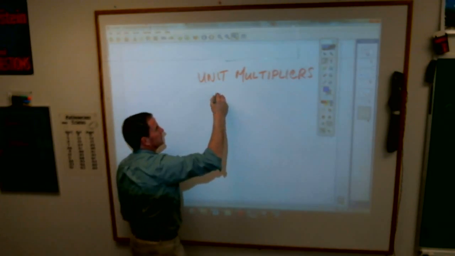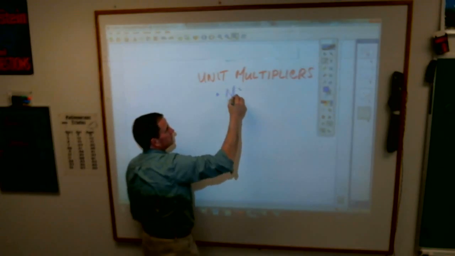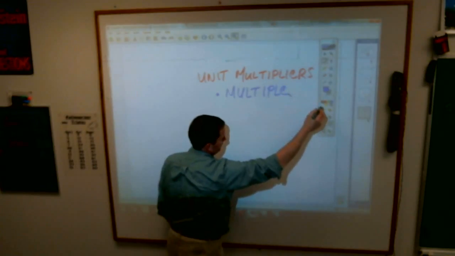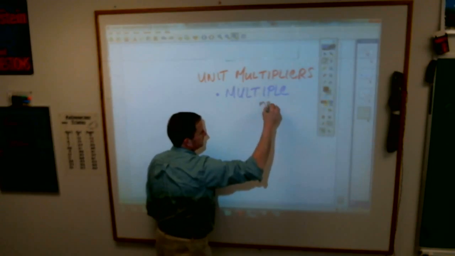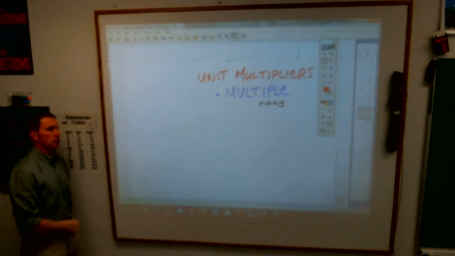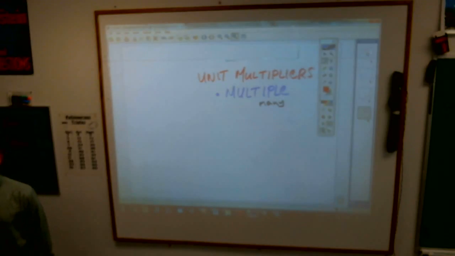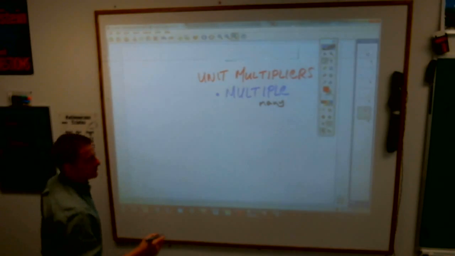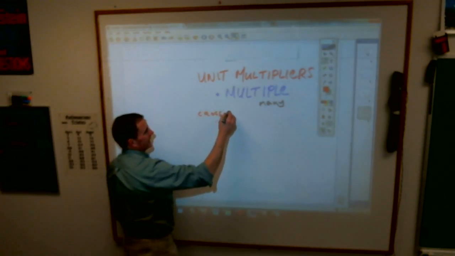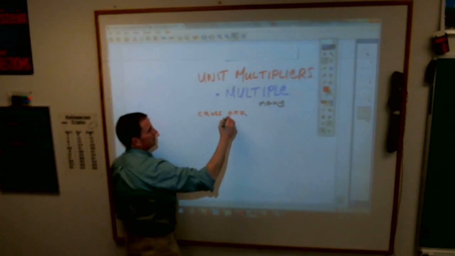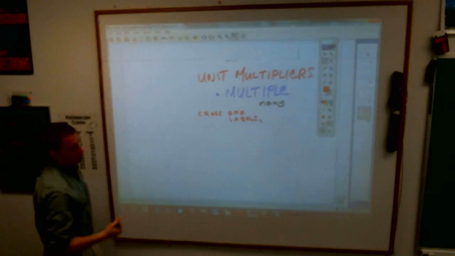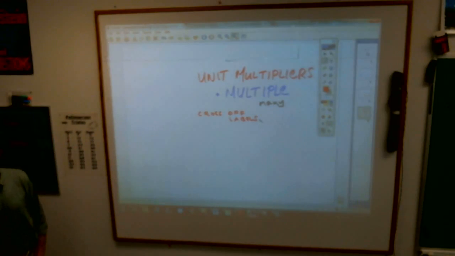Next one is, ladies and gentlemen, write down this word: multiple, which means many of them. What is the key when you talk about unit multipliers or conversion fractions? What is your goal? Your goal is to cross off labels. Don't forget that. Labels are the important things. Yes, you have to work with numbers, but it's the labels that get you the right way to do it and get the right numbers.